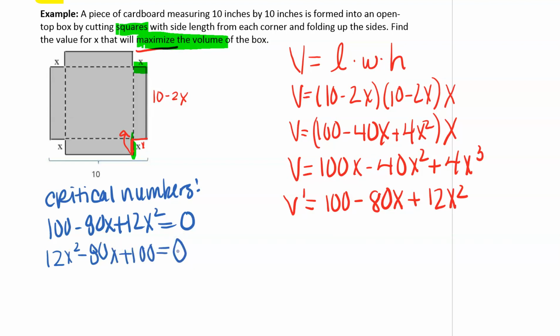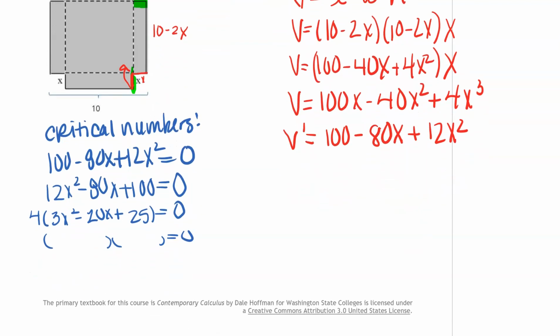And then I can see that I can factor a 4 out of this, giving me 3x squared minus 20x plus 25 equal to 0. And then this also factors. Now again, if you struggle with factoring, go back to your quadratic formula. This will be actually 3x and x. They're both minus signs, and then it will be 5 and 5.